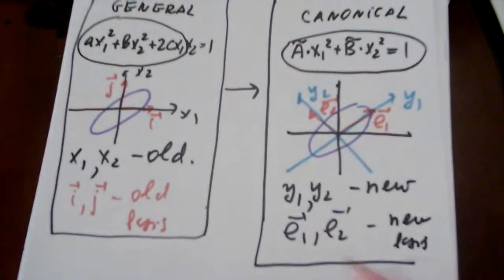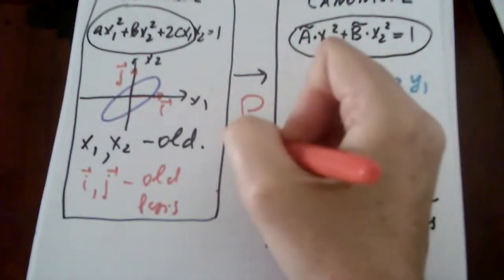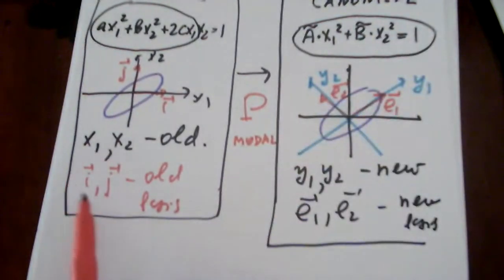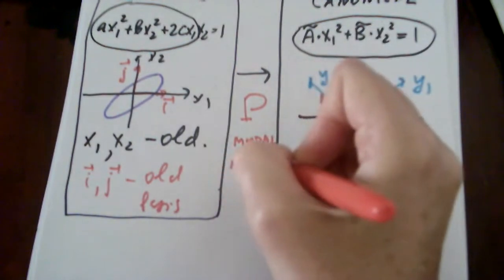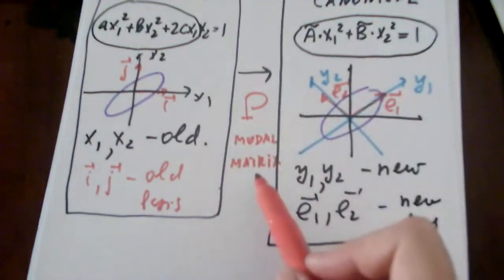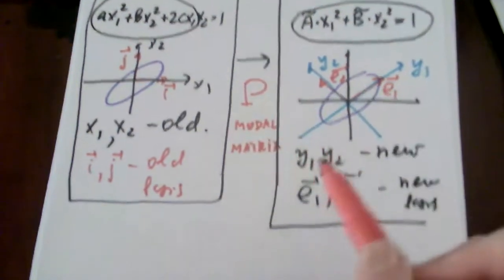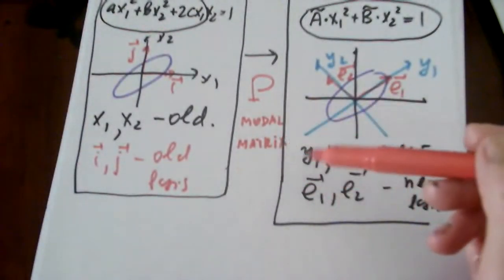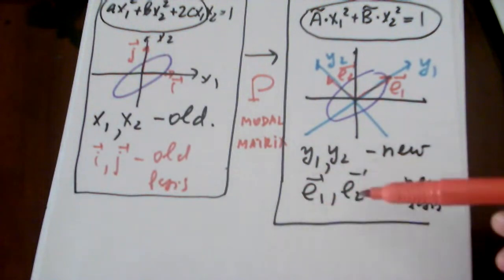But we will have to deal with matrix P. Matrix P is the model matrix. When we switch from the old coordinate system to the new coordinate system, we always have a model matrix. In the previous tutorial, we denoted it by capital M. Do you remember? This time we are going to denote it by capital P. This is the only difference. The model matrix, if you remember, has columns, and each column represents the coordinates of these new basis vectors.